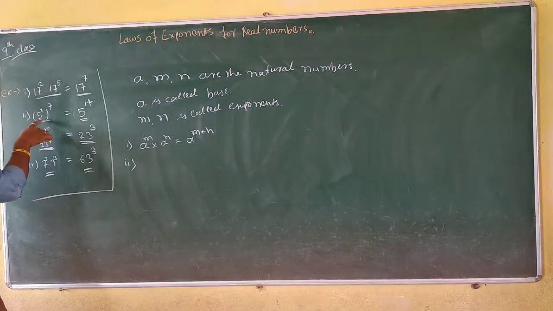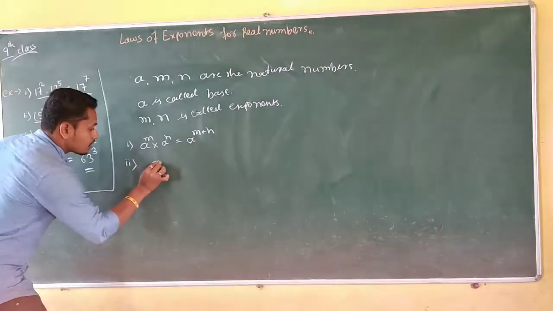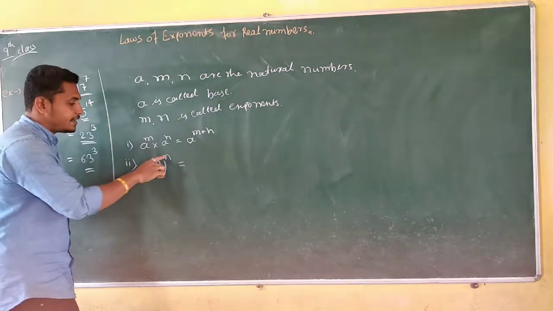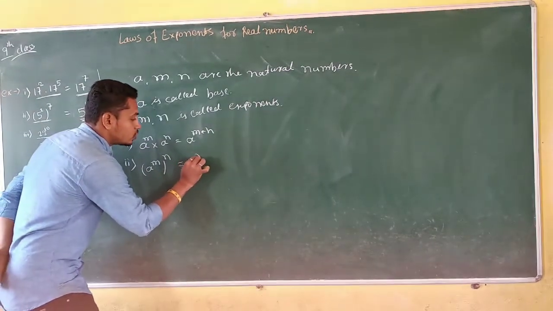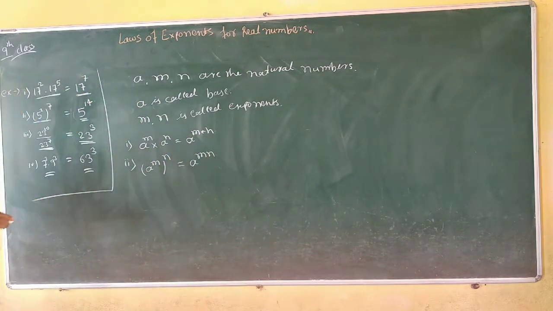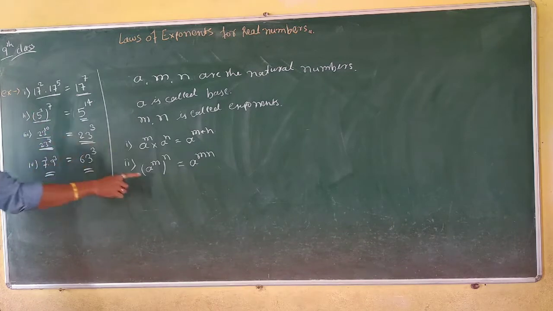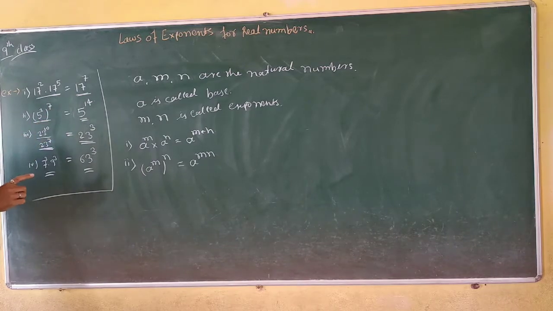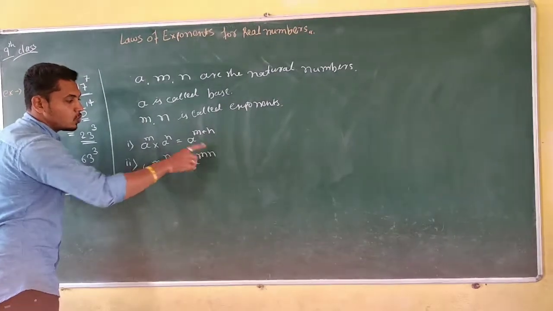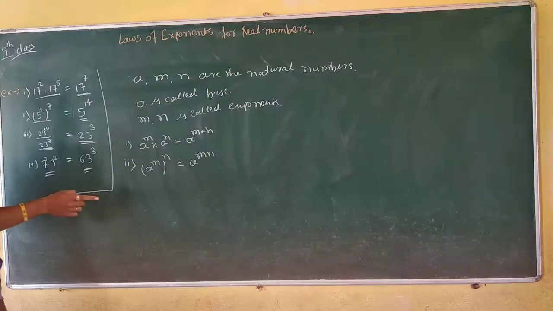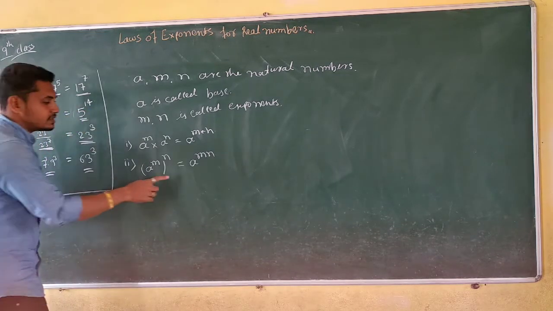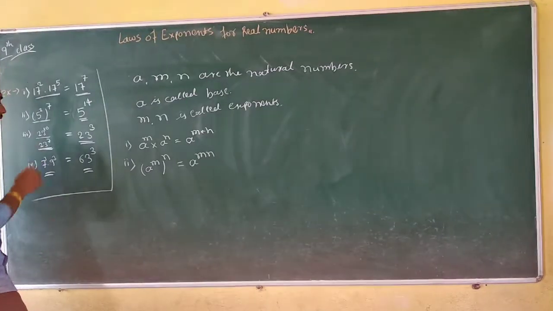The next example is a raised to m whole bracket raised to n is equal to a raised to mn. See here, 5 is the value of a, 2 is the value of m, and 7 is the value of n, so it equals a raised to m into n. mn means m into n. That's why I write like this: 5 raised to 2 into 7, 2 sevens are 14. Is it right? This is the second identity.